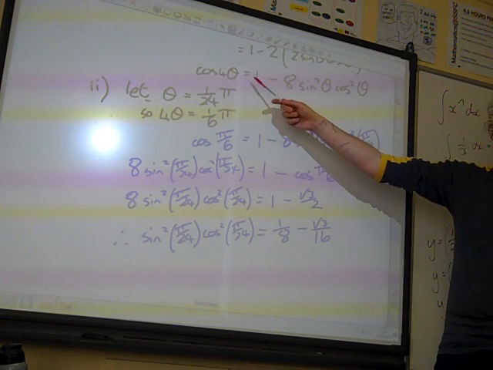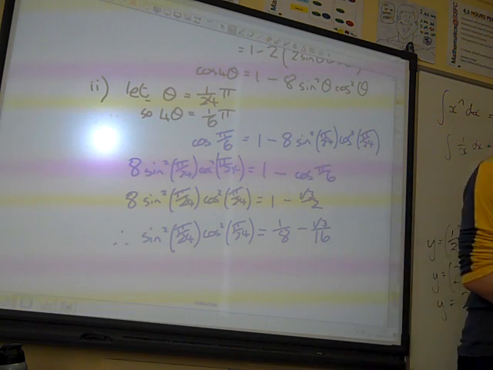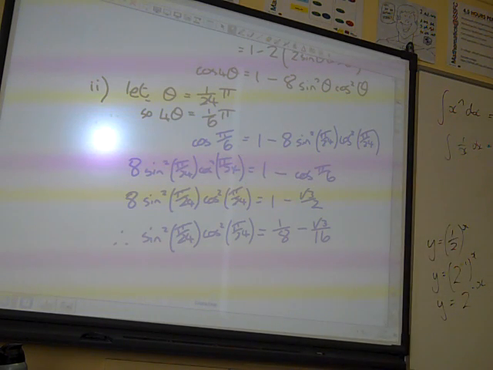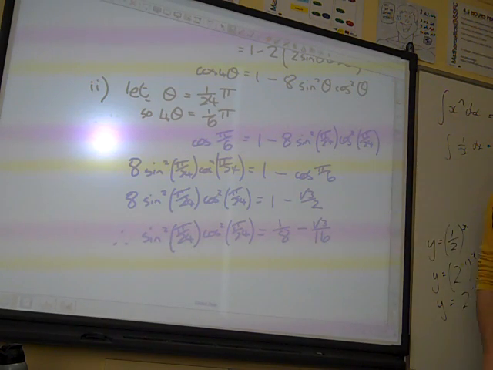Oh, so I'm replacing theta with pi over 24 because the question wants me to get sine squared pi over 24 cos squared. So seeing that I've got a sine squared cos squared there, and I want them to be pi over 24. It was only 2 marks for doing that.